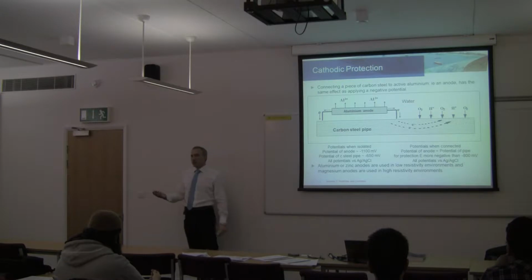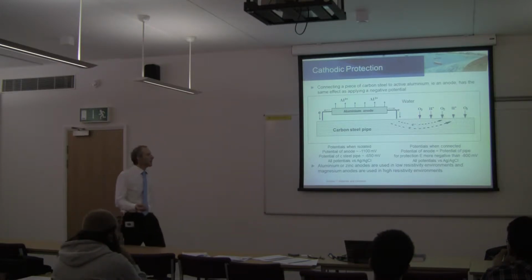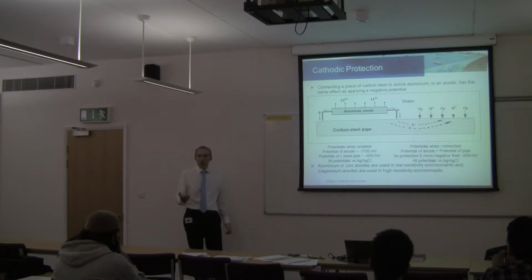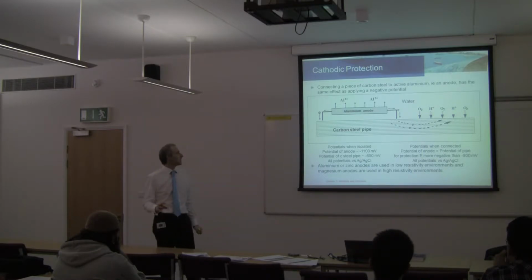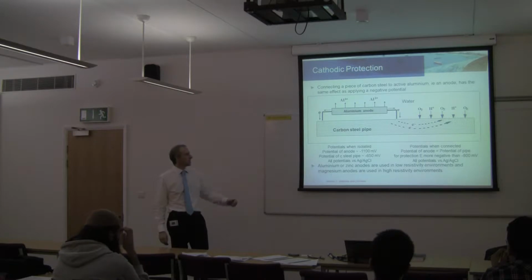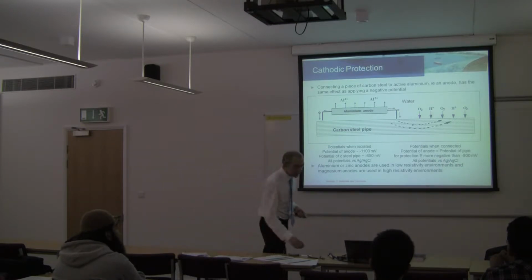Carbon manganese steel has a natural potential of around about minus 500 millivolts when it's just there in the air. And then to cathodically protect carbon steel, we need to bring that voltage down to around about minus 650 millivolts. But it depends on what the environment is the pipeline is in. Typically, aluminium and zinc anodes are used in low resistivity environments, and magnesium anodes in high resistivity.